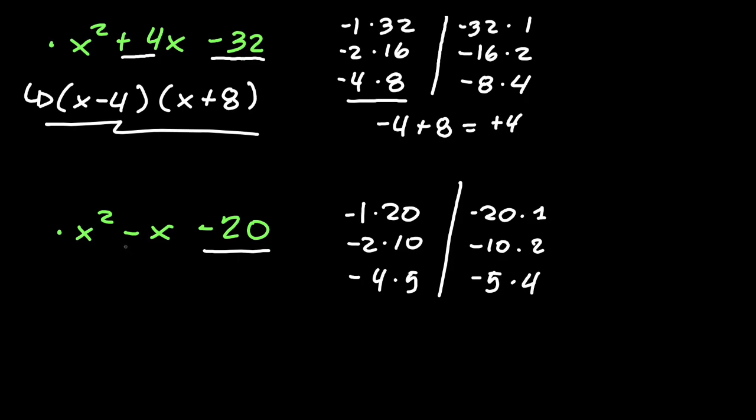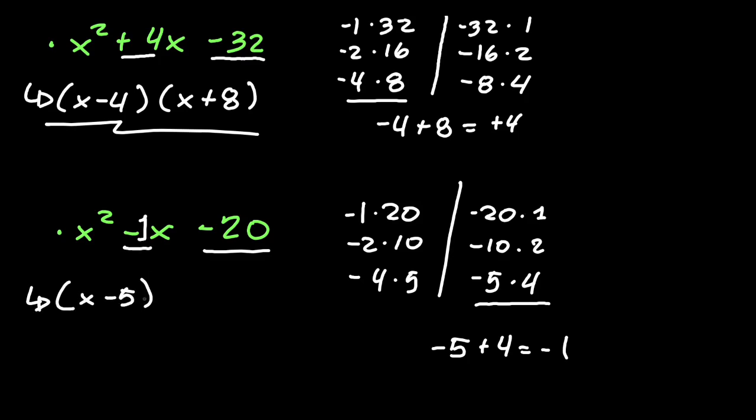Now, this should automatically be negative 1x if there is no coefficient beside it. So, we are going to find the combination that will lead to negative 1, which would be negative 5 plus 4, which would be negative 1. And so, our final answer would be x minus 5 multiplied by x plus 4.